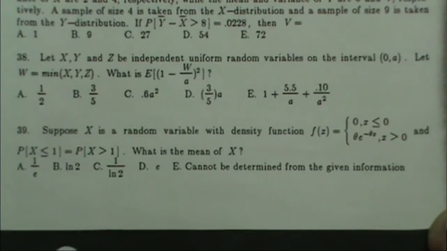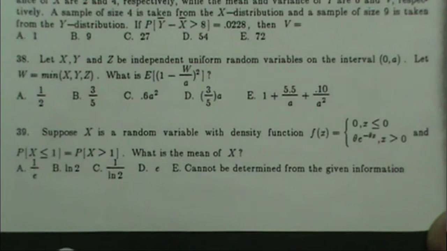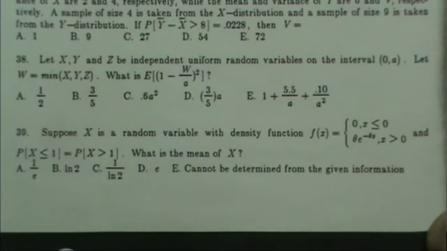Number 39. Suppose x is a random variable with density f of x equal to 0 when x is less than 0 and theta e to the minus theta x when x is positive. And the probability that x is less than or equal to 1 is equal to the probability that x is greater than 1. What is the mean of x?